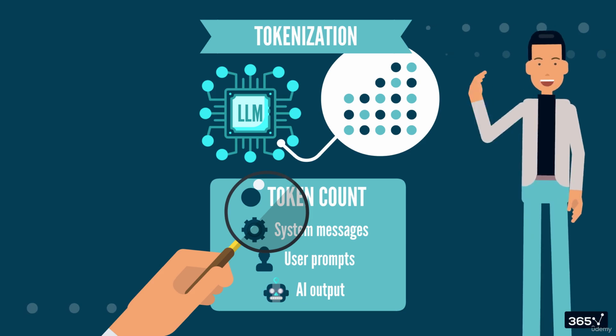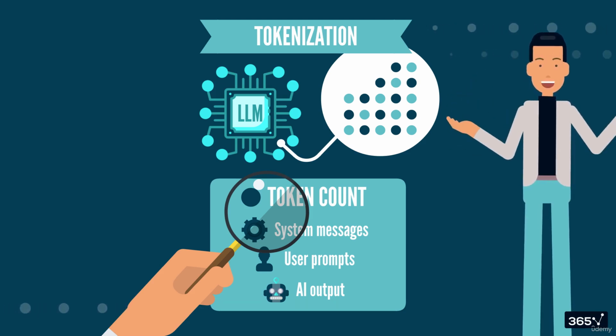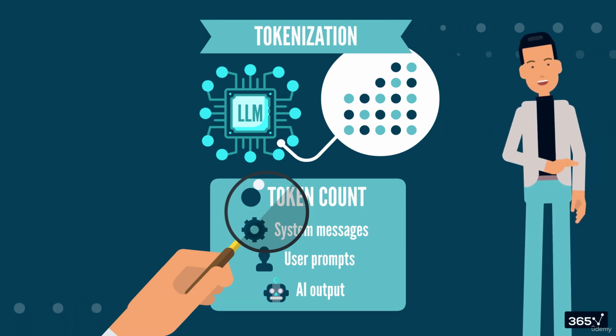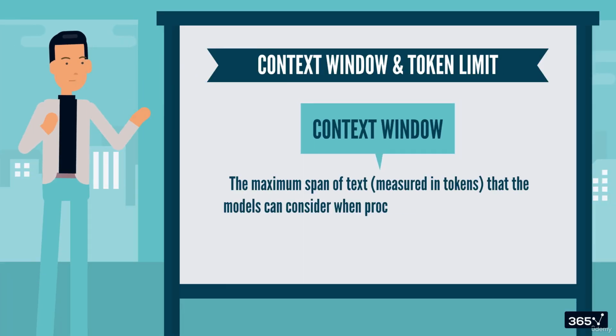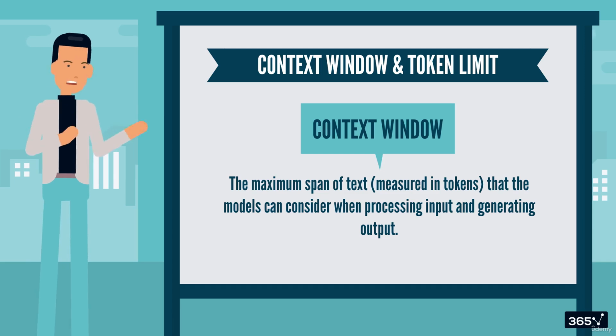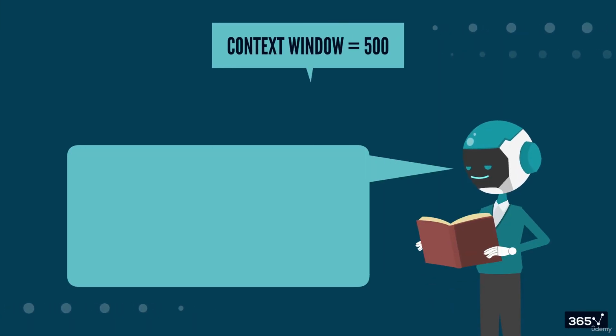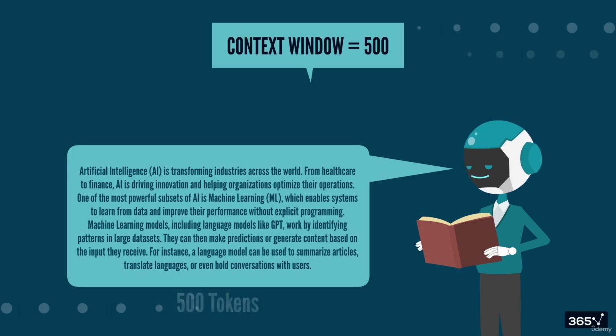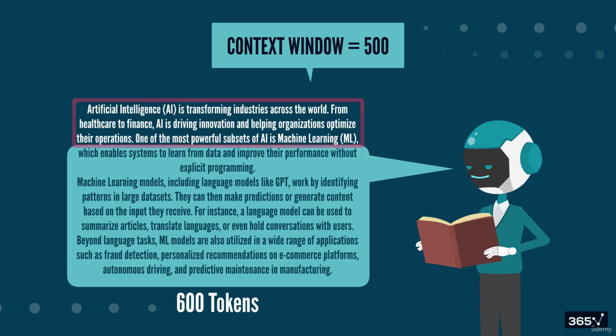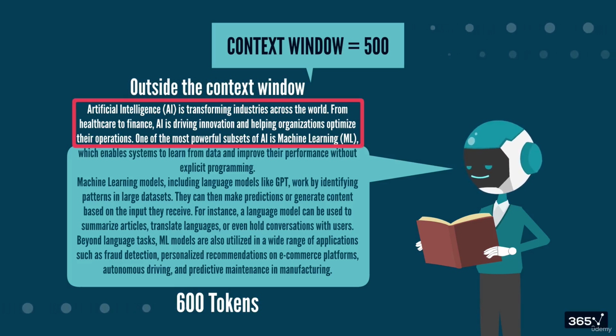Building on your understanding of tokens and how they're calculated, it's also important to mention the concept of context window and token limit. The context window is essentially the maximum span of text, measured in tokens, that the model can see or consider when processing input and generating output. For example, a model with a context window of 500 tokens can only consider the last 500 tokens of a longer text. If your input is 600 tokens long, the first 100 tokens will be outside the model's view and will not directly affect what the model generates.